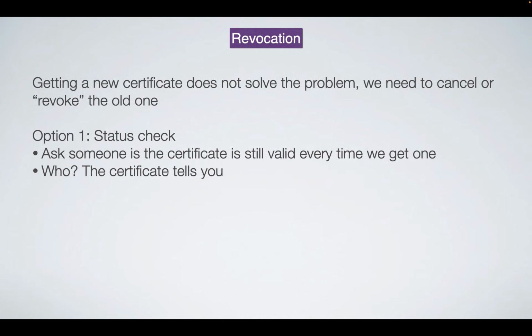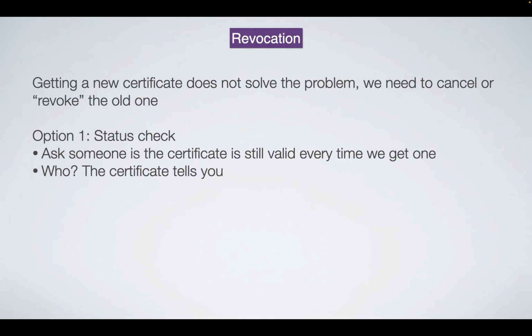There's a couple of ways that you can do this. The most common way is called a status check. Basically, every single time you see a certificate, you ask somebody: I checked the certificate out, and it's valid from my perspective. The only thing I don't know is whether it's canceled or not, so can you tell me whether it's canceled? And then the server will say yes or no.